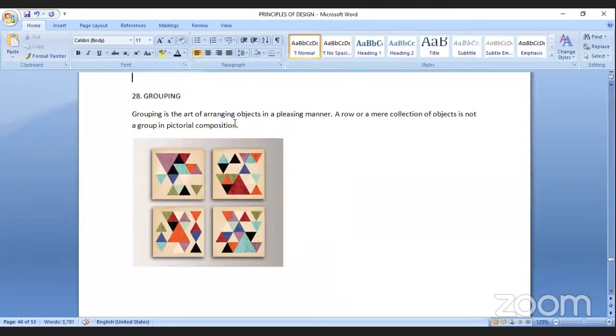Grouping. Grouping is the art of arranging objects in a pleasing manner, as you can see in the image. A row or a mere collection of objects is not a group in pictorial composition. They're saying whatever images are there, whatever shapes are there, they have to be arranged in a pleasing manner. There is a possibility that you take all the same images but arrange them in a haphazard manner. That is not a proper group. It is not just a collection. It should be in a pleasing manner aesthetically.